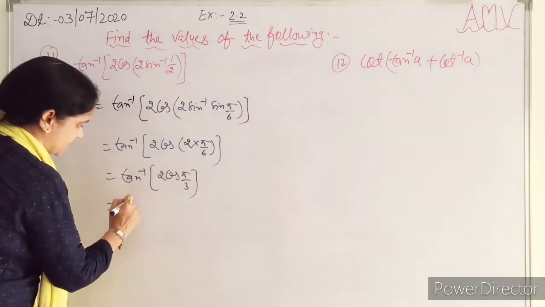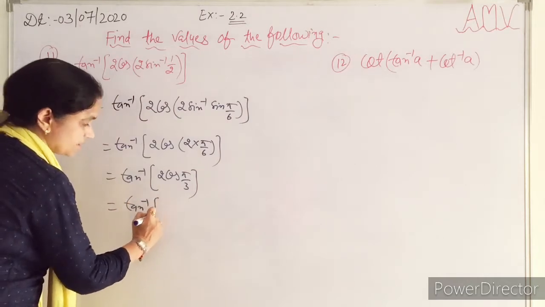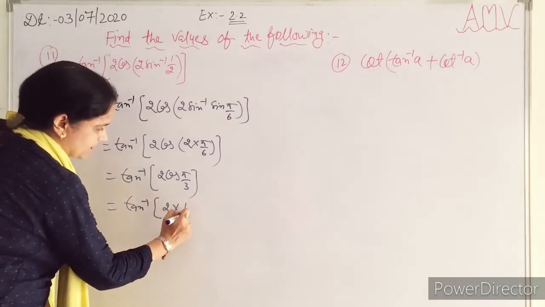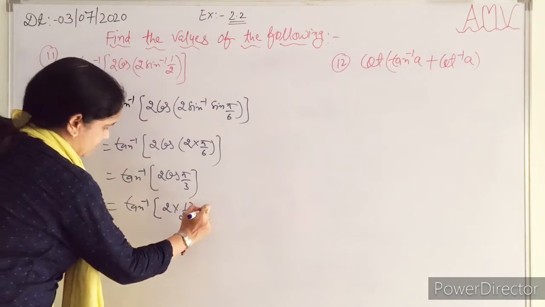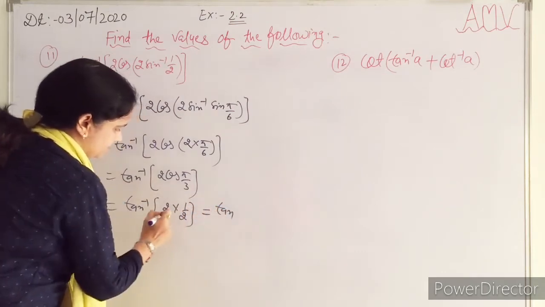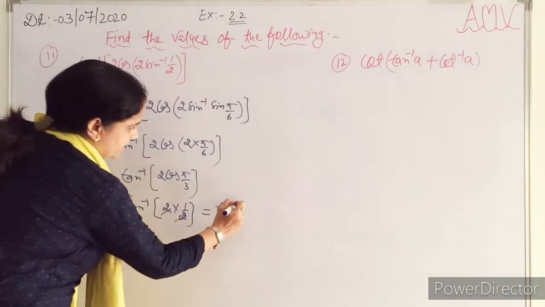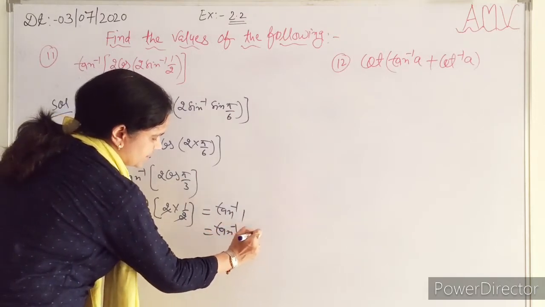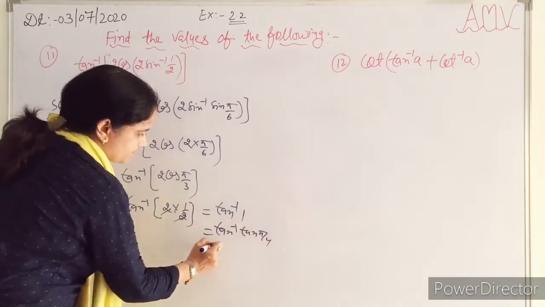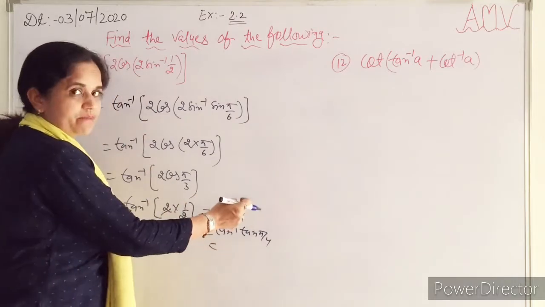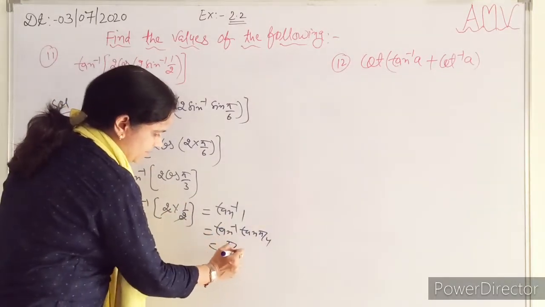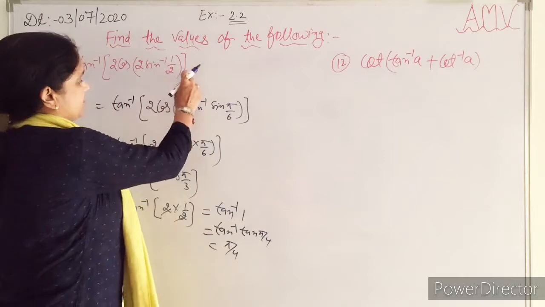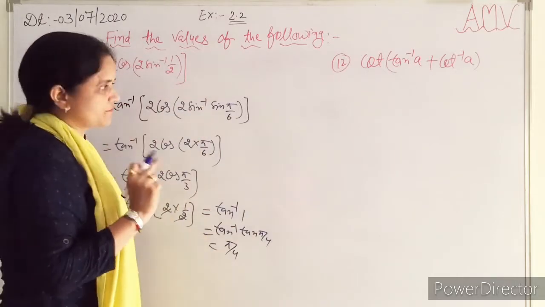What is the value of cos pi by 3? It is 1 by 2. And the 2 cancels, students. It's tan inverse 1. Tan inverse 1 is tan pi by 4. Tan inverse tan pi by 4 gives only pi by 4. So the answer of this question is pi by 4.